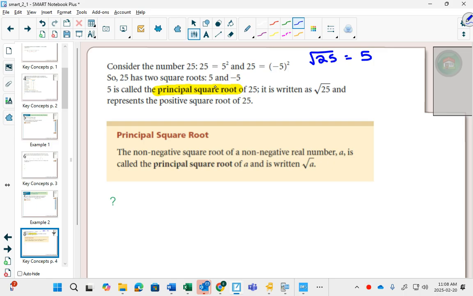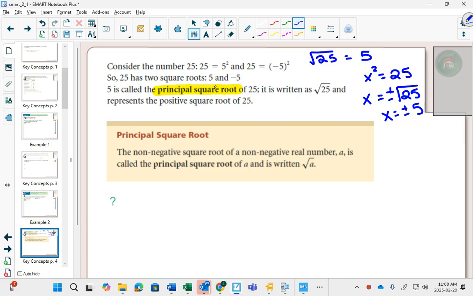It's only positive. But if you had started off with an equation like x squared equals 25, and then you had to take the square root of both sides, you might remember teacher saying, well, you have to add a plus or minus in front of that, because the answer could be plus 5 or minus 5.